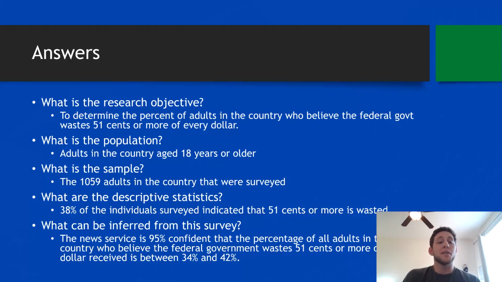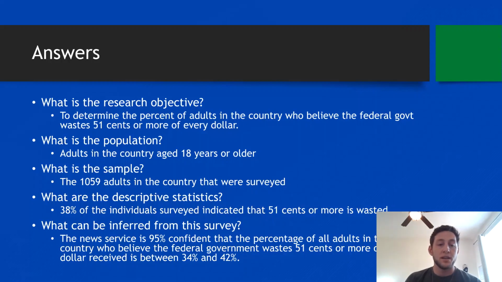Therefore, the population was adults in the country aged 18 years or older. This leads us to the sample. The sample was the specific 1,059 adults in the country that were surveyed. The descriptive statistics, the ones we actually got our hand on, were the 38% of individuals surveyed, indicating that 51 cents or more are wasted. So 38% from the sample is our descriptive statistic, leaving behind the inferential statistics.